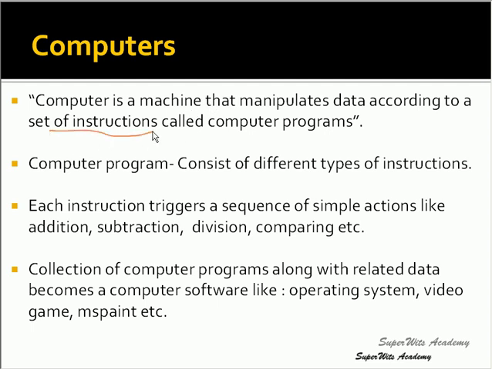So whatever instructions are there, when a bunch of instructions is made, a sequence of instructions is already defined, so that becomes a computer program, and that is responsible for performing some sort of task for the user. Now this computer program consists of different types of instruction. It can be any type of instruction.